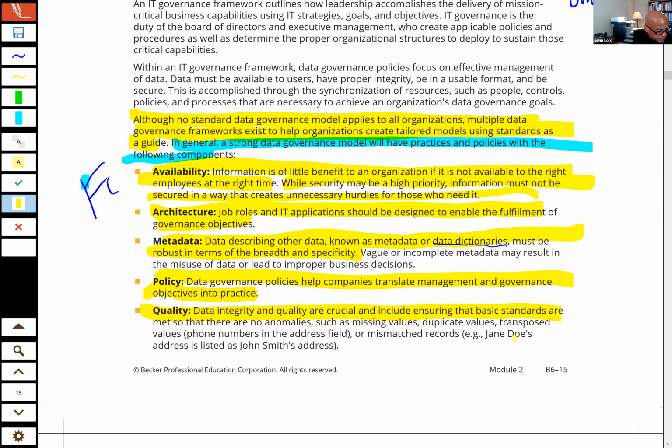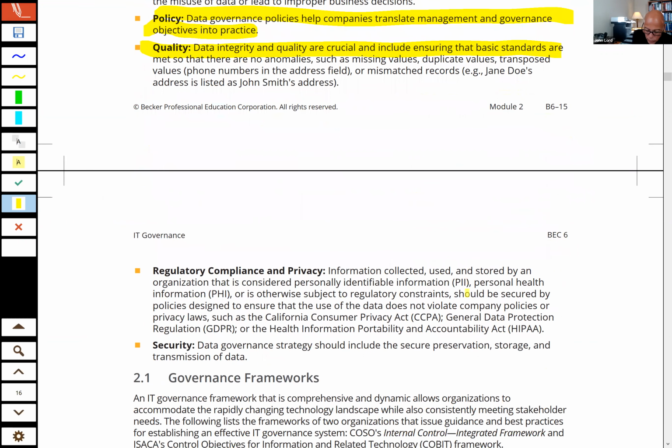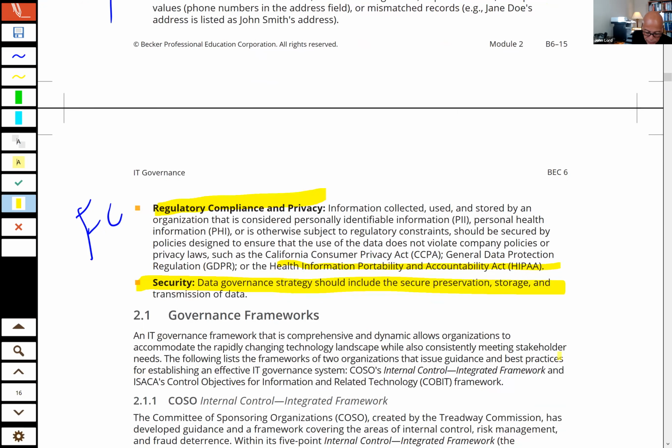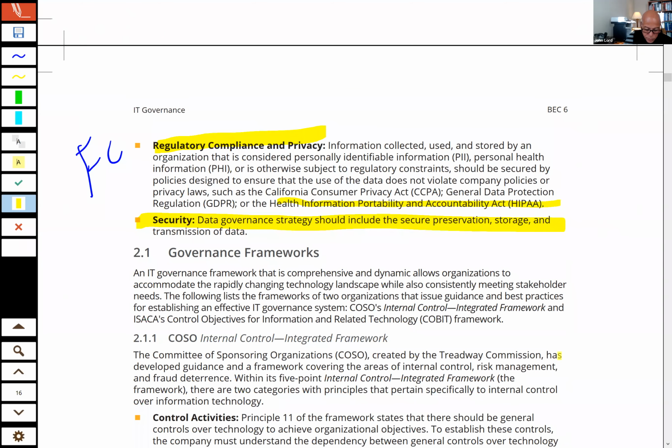Okay, continuing on this flashcard, regulatory: compliance with privacy issues. If we're providing health care, for example, the Health Insurance Portability and Accountability Act, all of these kinds of things would be regulatory compliance. And then security. We're going to talk more about IT security later, but that's obviously an issue of growing importance.